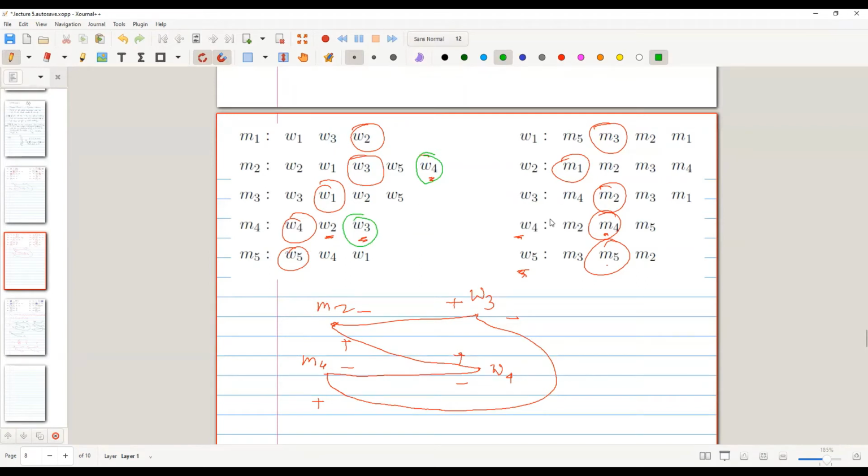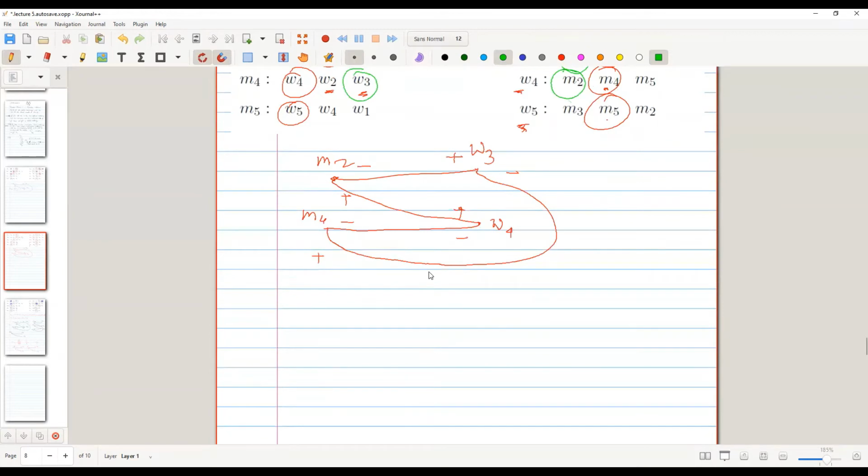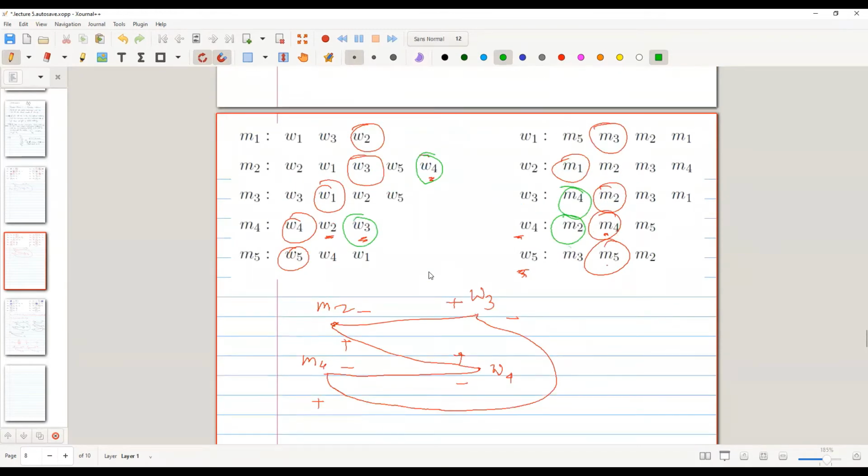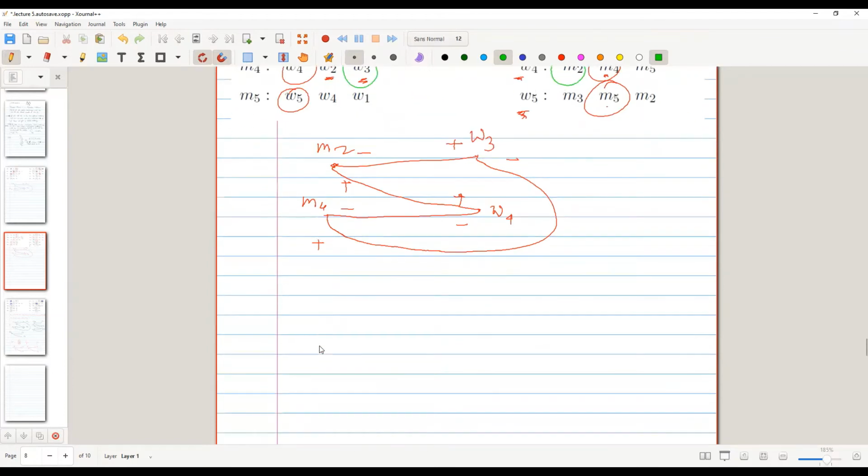So W4 is matched with M2, and W3 is matched with M4. Okay, so now I think there are no more rotations. Is there? Let me check. No, there is one more. So is there any more rotation in this particular graph? Actually, there is one more. Aranya, do you want to say? Tell me.